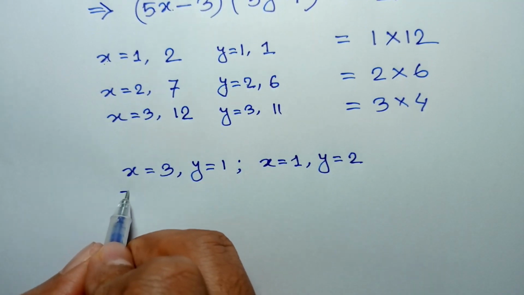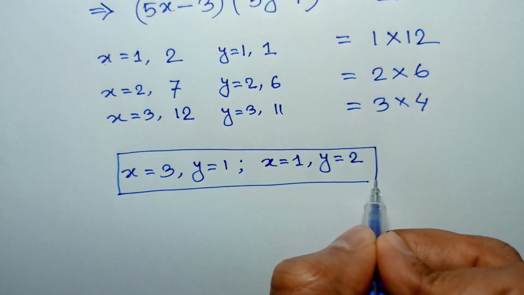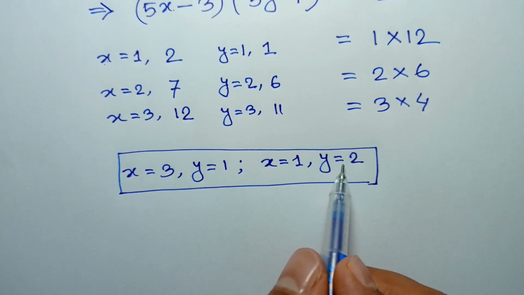So the only two solutions of this equation are x is equal to 3, y is equal to 1, and x is equal to 1 and y is equal to 2.